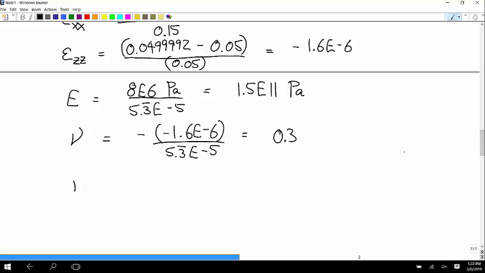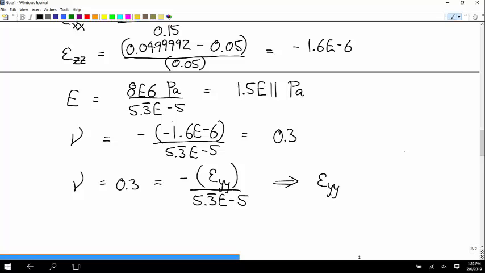we know that 0.3 is also equal to negative epsilon yy divided by 5.3 repeating times 10 to the minus 5. And so that says that epsilon yy is also equal to negative 1.6 times 10 to the minus 6.